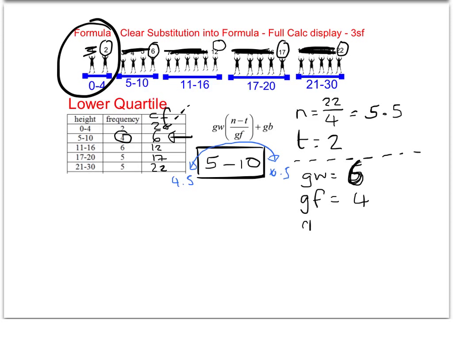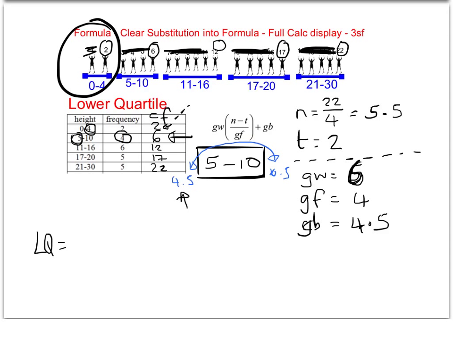And what else do we need? The group bottom, which is 4.5. That's the lowest the group goes, because there's a gap between this 4 and this 5, and we have to fill that gap in. So that actually the lowest this group goes is 4.5. Okay, all our ingredients sorted. We can put everything in the formula.